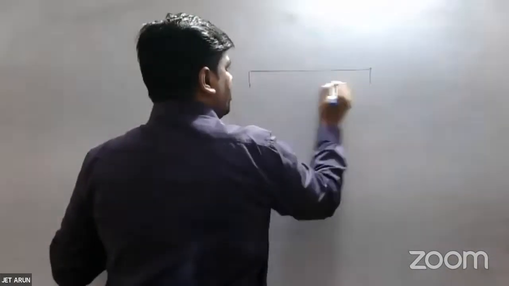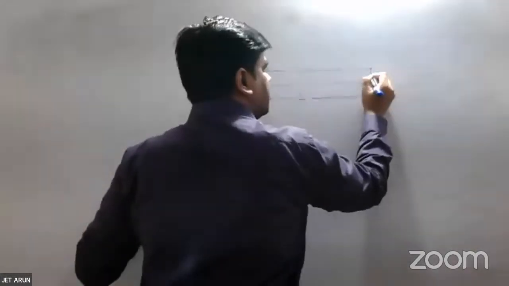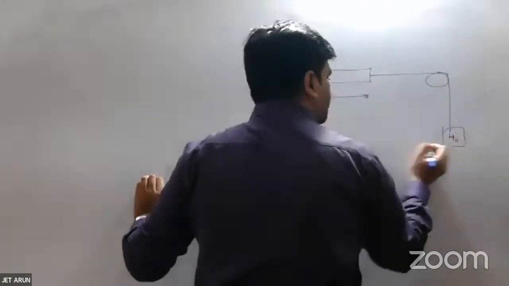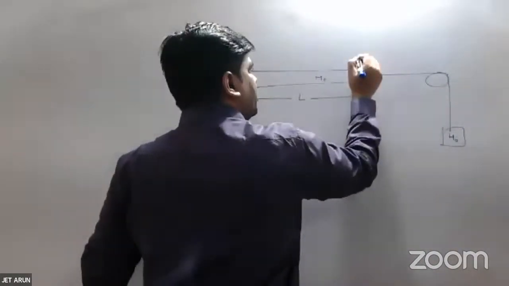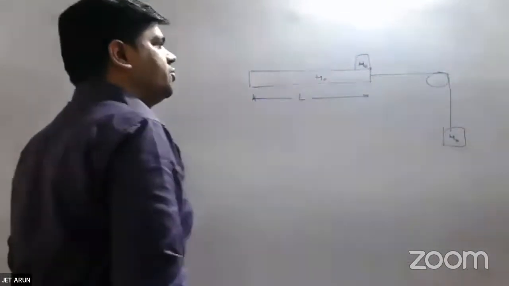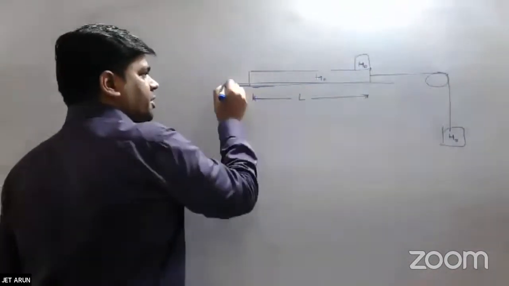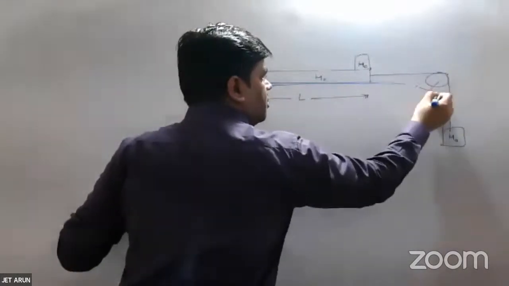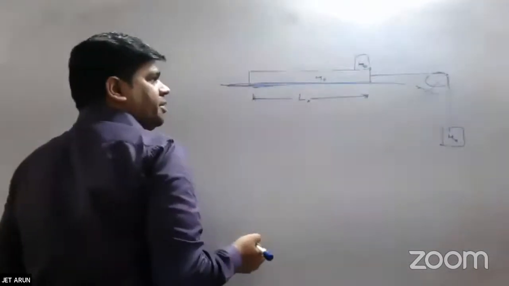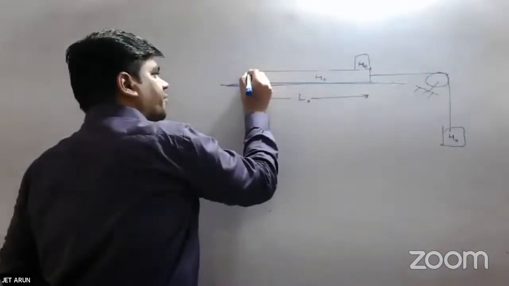I've got a plank of length L. Mass over here is m naught. There's another mass m naught kept here on the plank. There's no friction anywhere. There's a table here. Required to find the time after which this particle will slip or fall off the plank.